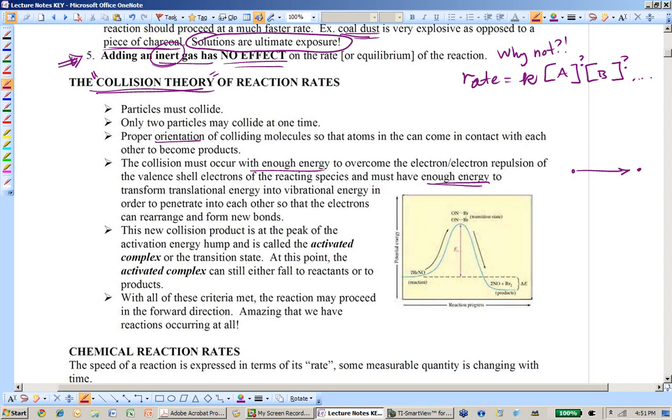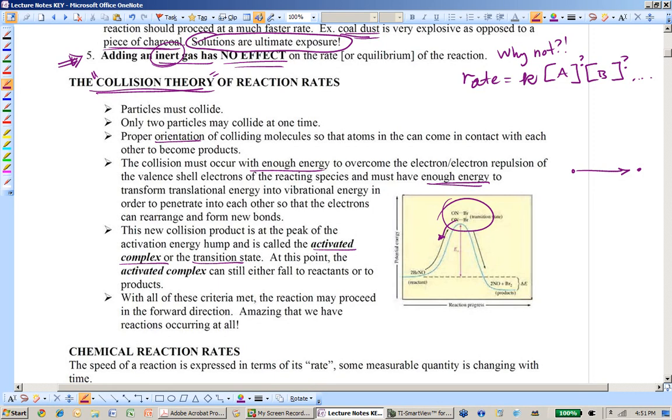All right, so this new collision product is going to be at the peak, the top, the tippy top of this diagram with this big giant hump on it. And it goes by several names just to mess with you. Activated complex, transition state, because you know grown-ups can't get along. You've heard that speech before. And that activated complex or transition state at this point can either fall backwards, which is just a pity, because all that work and nothing's going to happen.